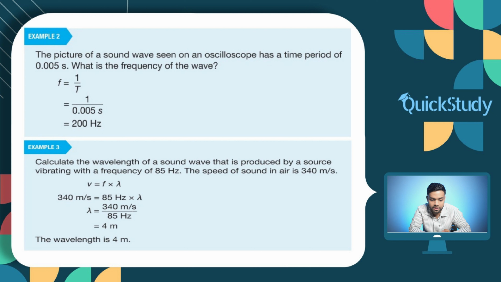The formula for speed is v equals f times lambda, which is frequency multiplied by the wavelength. So 340 is the speed, and 340 is equal to 85 Hertz, the frequency, multiplied by the wavelength. We have to calculate the wavelength, so wavelength is equal to speed divided by frequency. So 340 divided by 85 Hertz. The answer comes out as 4 meters. So the wavelength is 4 meters in the question.